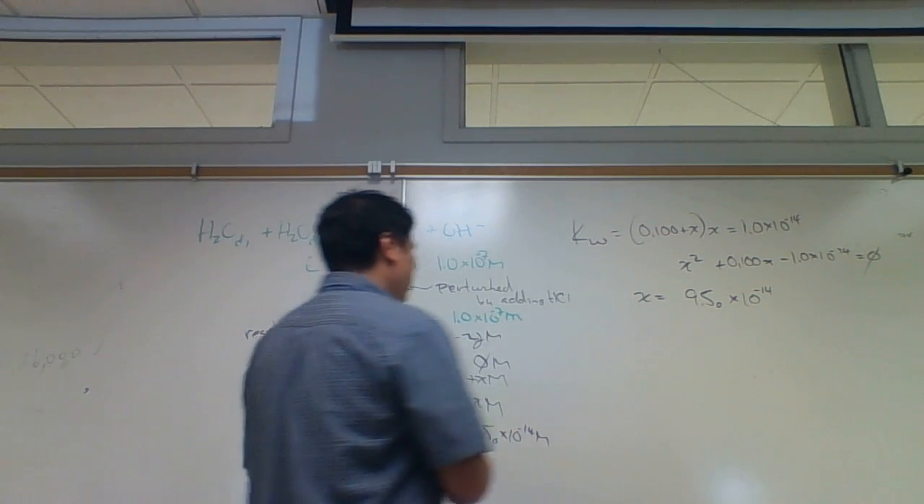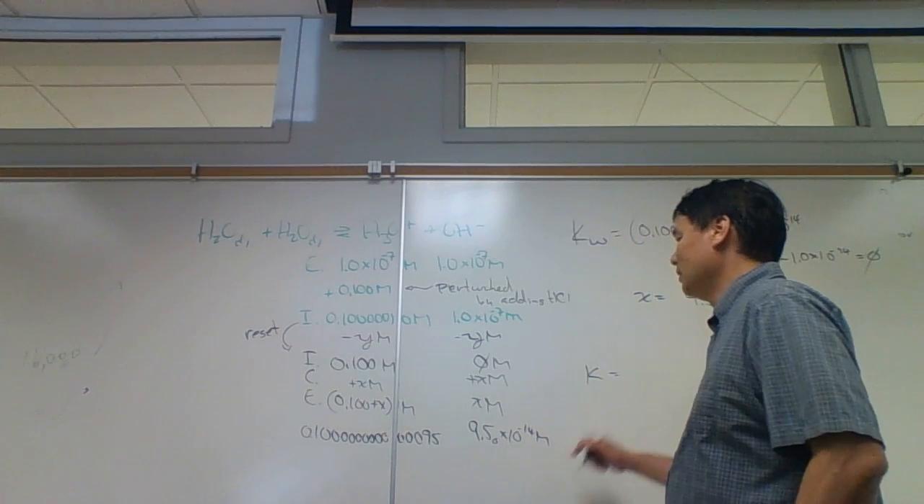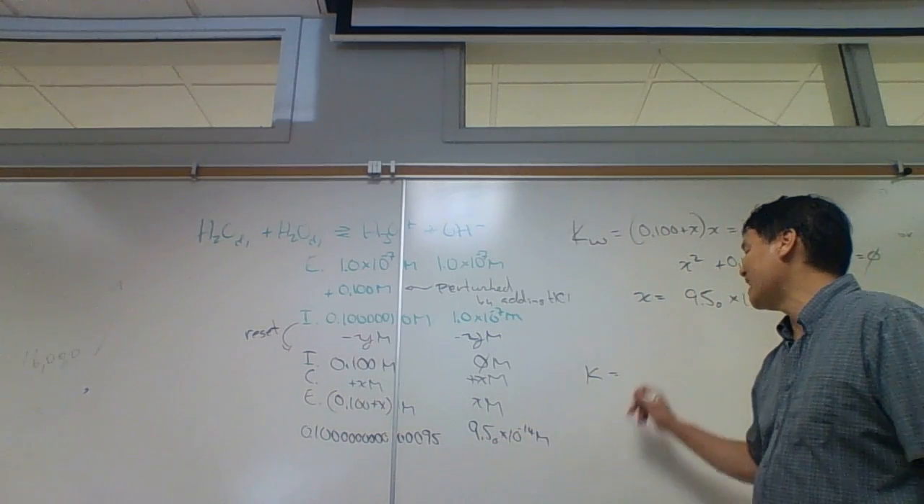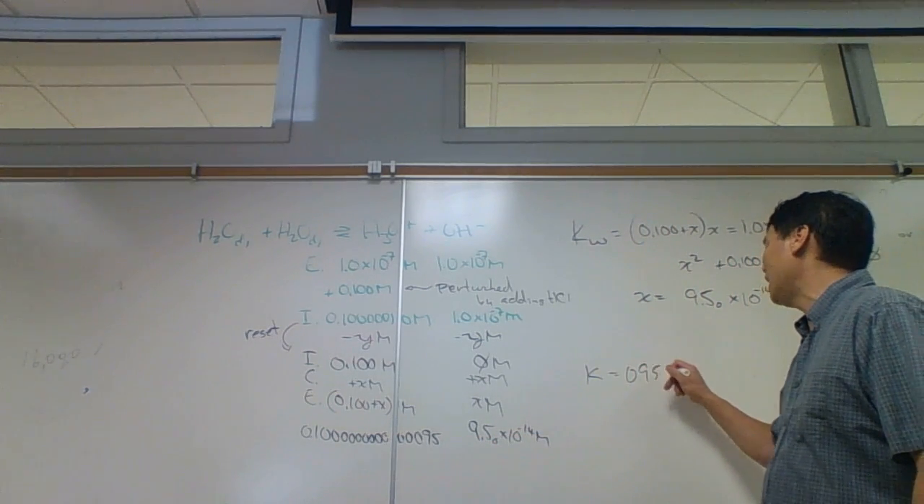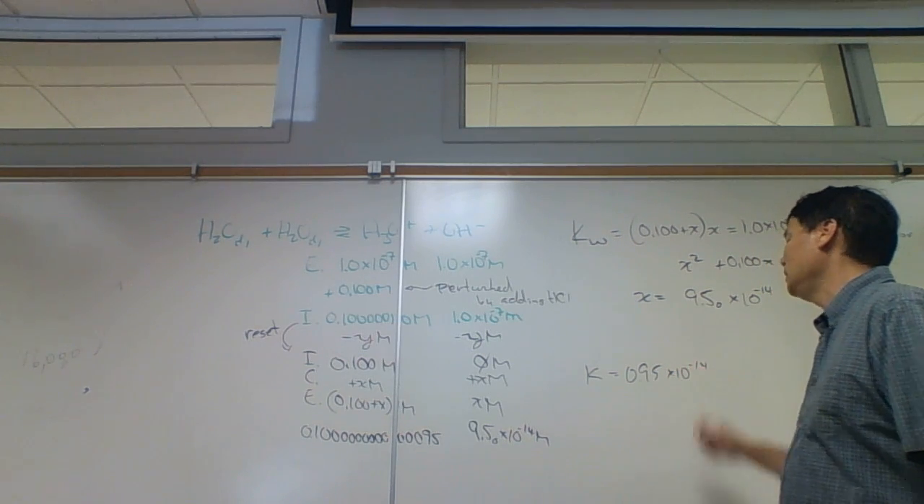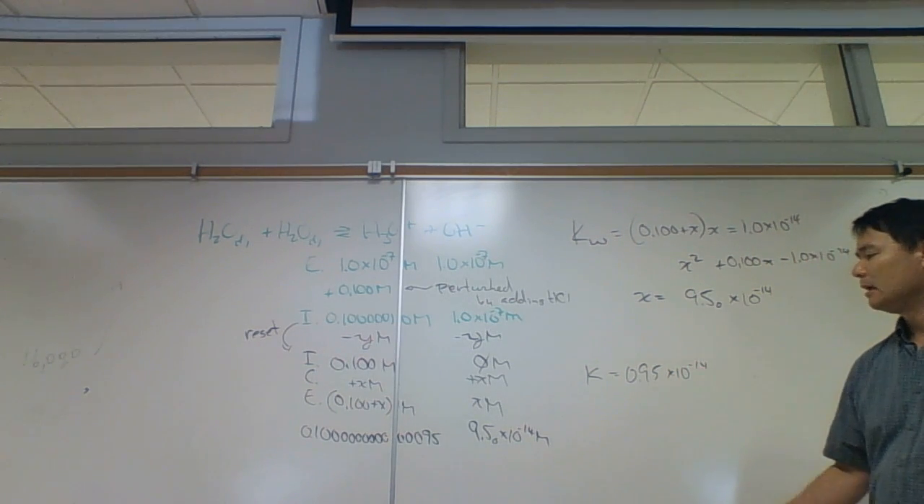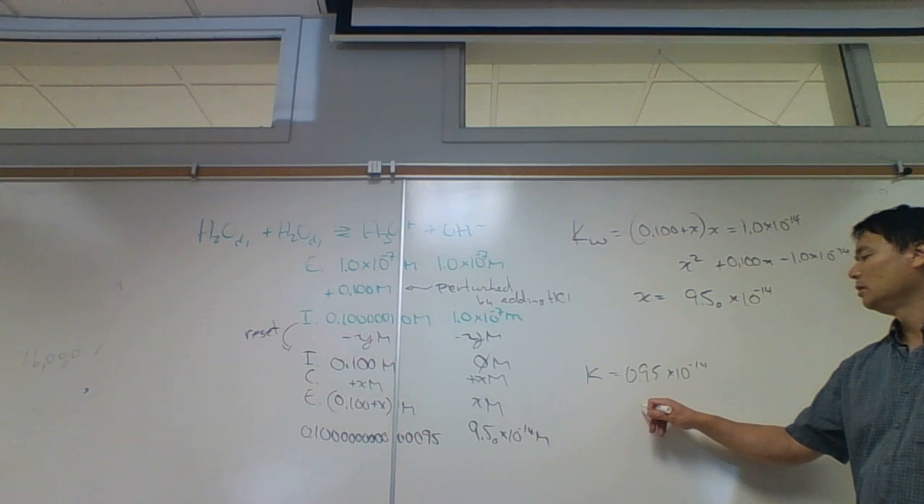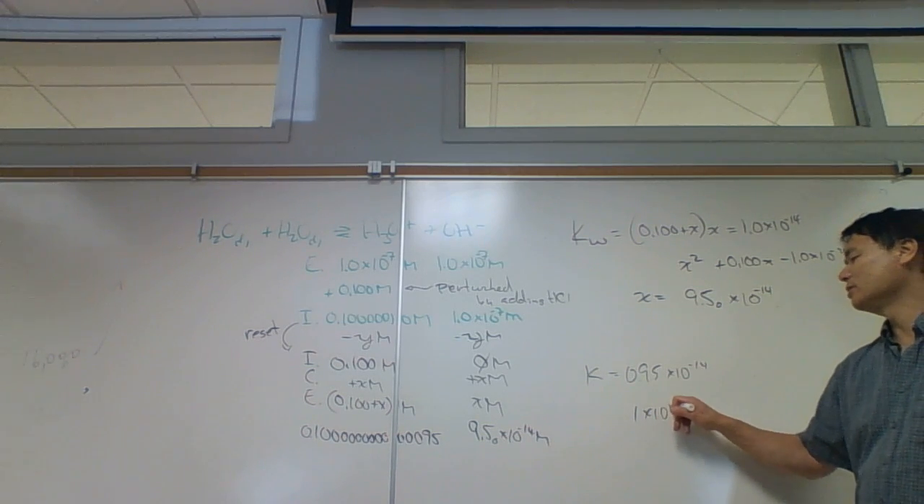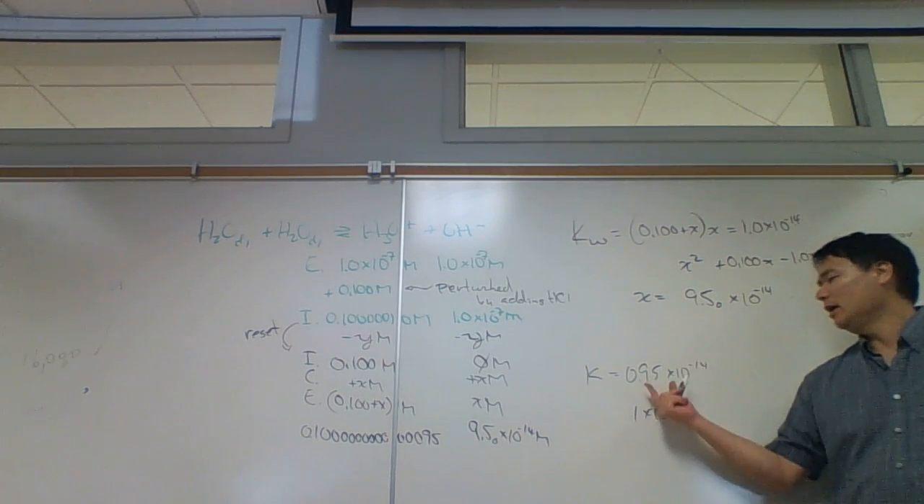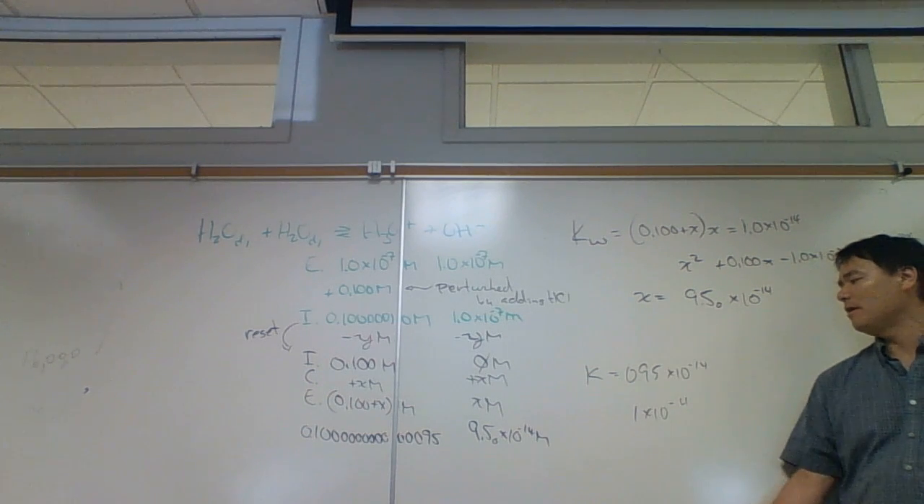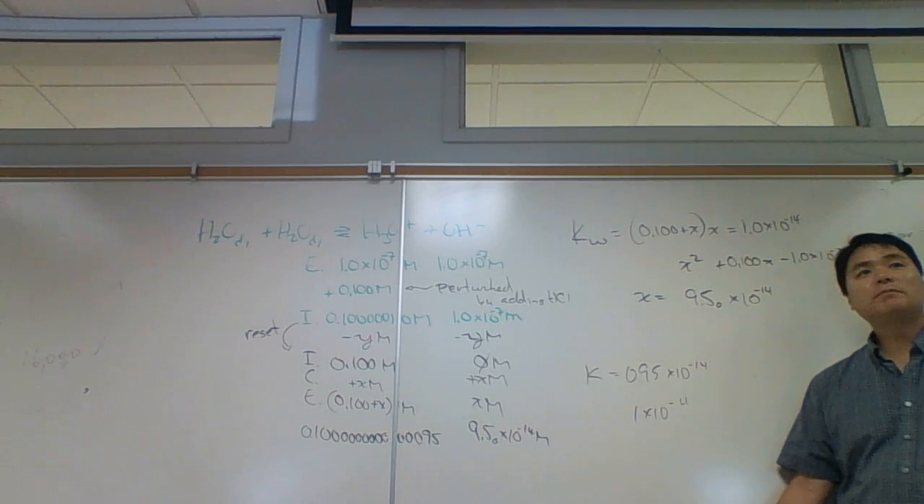So we round it, and then we calculate our K value from here. And so it's going to be 0.1 times that, which is going to give us 0.95 times 10 to the minus 14. What should K be? K should be 1 times 10 to the minus 14. So I think, am I off because of rounding error? I'm about 5% off. Am I 5% off because of rounding error or calculation error? Do you think?